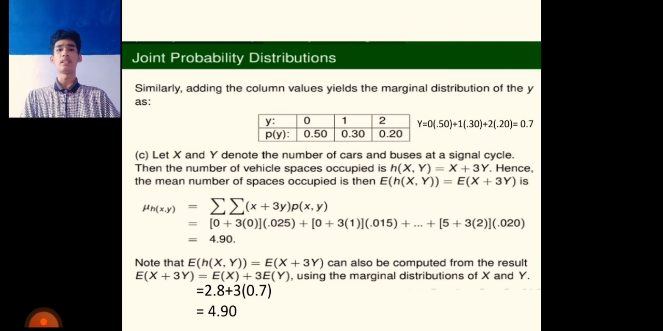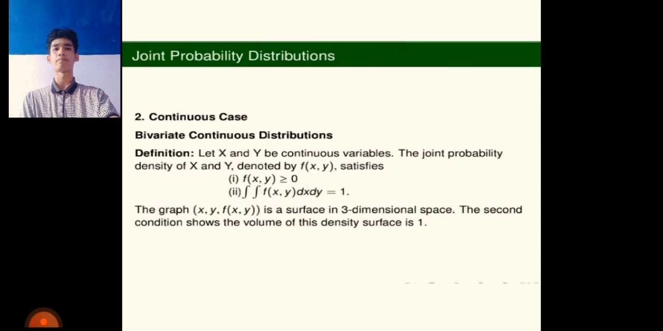Note that E of h of x and y, equal to E of x plus 3y, can also be computed from the result of E of x plus 3y using the marginal distributions of x and y. So the mean of x is 2.8 plus 3 times the mean of y, which is 0.7. So 2.8 plus 3 times 0.7 is 4.90.